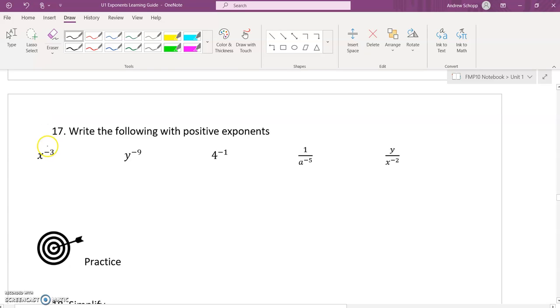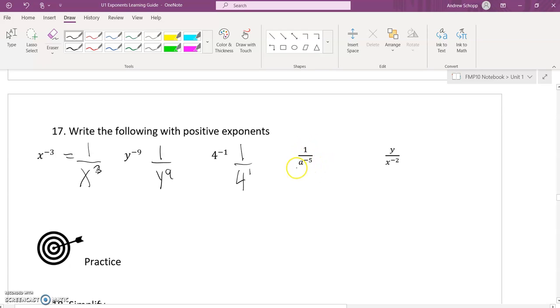Okay, check your work here for 17. X to the power of negative 3. Okay, I want to rewrite that with a positive exponent, so we have 1 over x to the power of positive 3. Y to the power of negative 9 will be 1 over y to the 9th. And 4 to the power of negative 1 is 1 over 4. I can write the power of 1 up here, but I don't really need to.